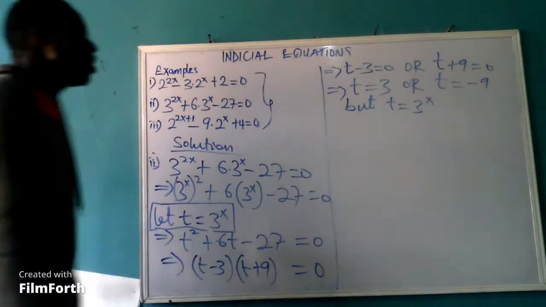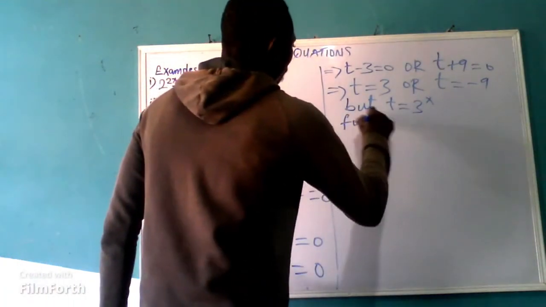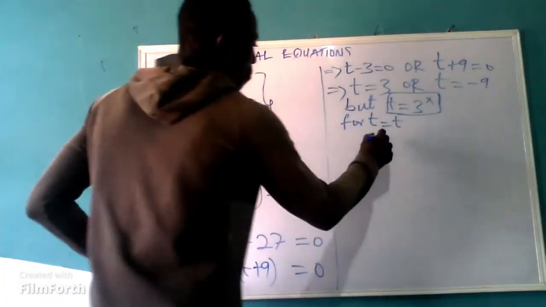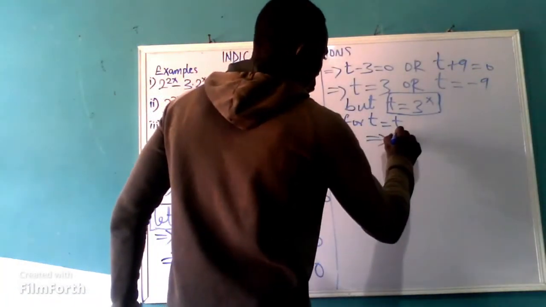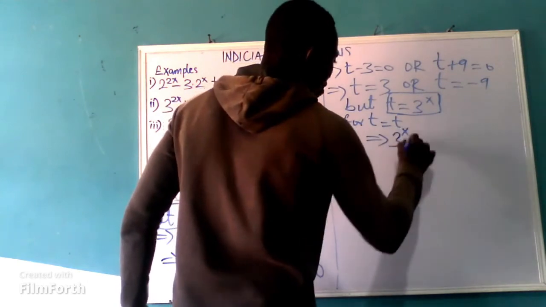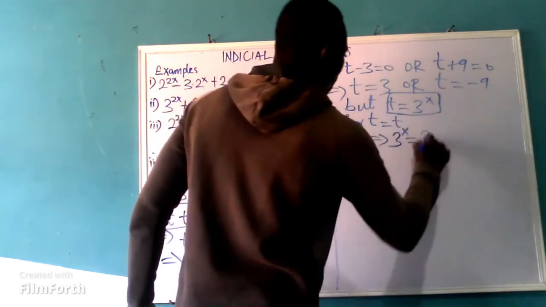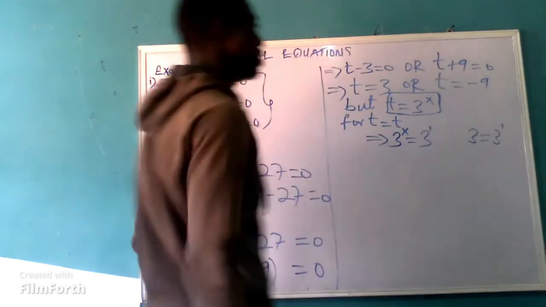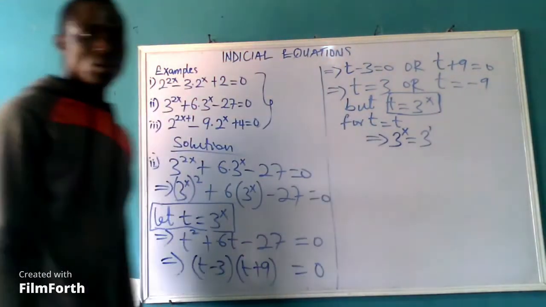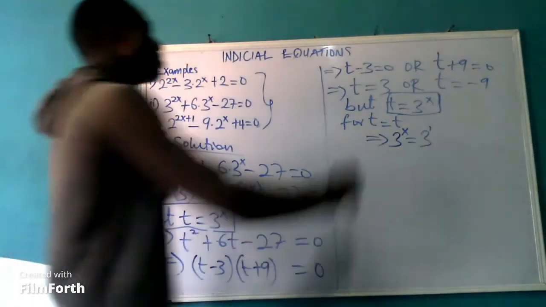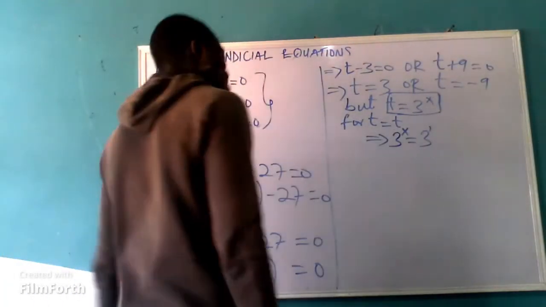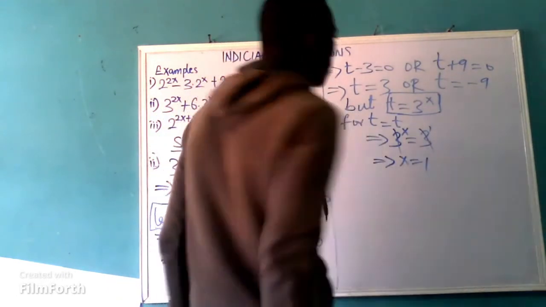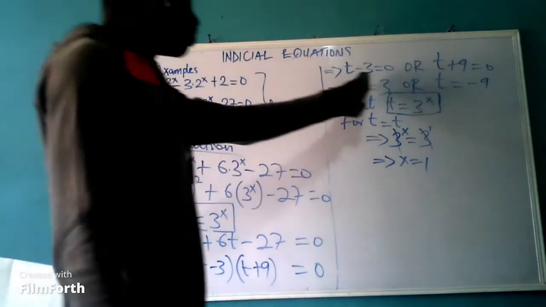Now for t equal to 3, this implies that 3 raised to the power x is equal to 3. And don't forget, 3 is the same thing as 3 raised to the power 1. So you have 3 raised to the power 1 here. Since the bases are common, they cancel, and you have x equal to 1. And that is for t equal to 3.